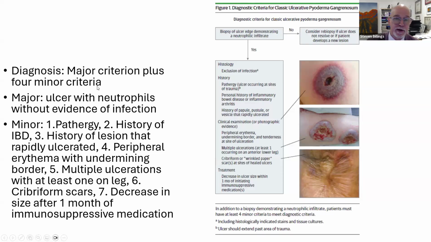And the minor criteria are all clinical features: pathergy, history of inflammatory bowel disease, history of a lesion that rapidly ulcerated, peripheral erythema with undermining, multiple ulcerations with at least one on the leg, cribriform scars, decrease in size after 1 month of immunosuppressive medication. So you have 4 of those features, and the single major criterion, the only histologic criterion, is an ulcer without evidence of infection.